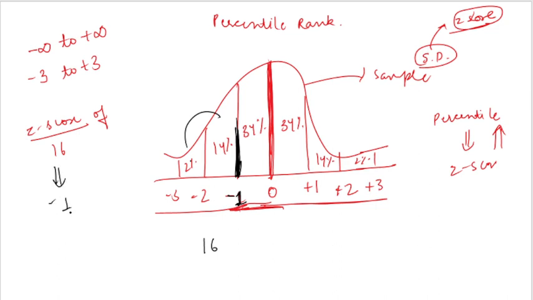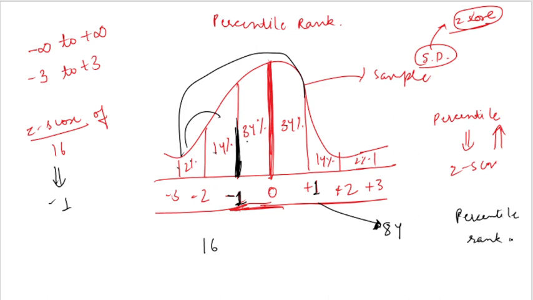Okay? It cannot be +1. In order to calculate the percentile rank for +1, we would have to add everything below this point. So 34 plus 34 plus 14 plus 2 will be done, which would come out to be 84. Okay? So all of them are added. If I say a person has a percentile rank of 50, what will be their Z score?